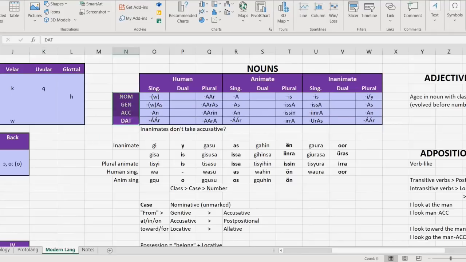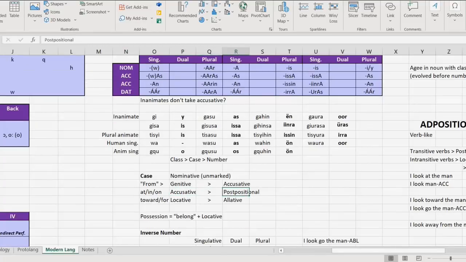And while I'm at it, I should probably change the name of these cases because these are what the cases were and roughly what they did in the proto-lang, but they've changed a lot since then. So what was the genitive is now basically the accusative, because it marks direct objects. And then the accusative, I'm not really sure what to call that, because down here I've basically just called it a postpositional case, which is more or less what it is. I think I'm going to go ahead and call it a locative, just because that's kind of similar to a generic adpositional case anyway. And then the dative is still basically the dative, so that can stay.